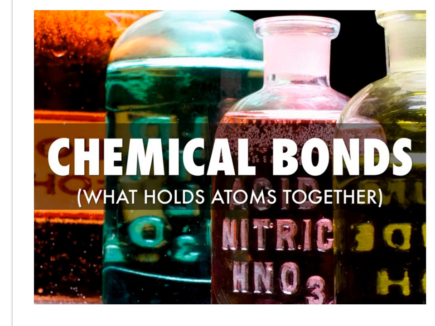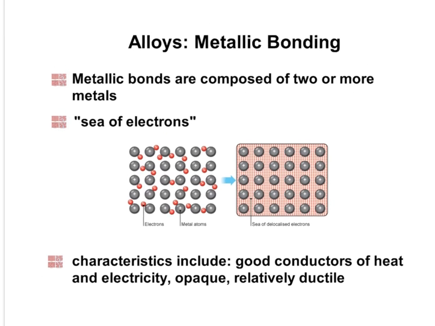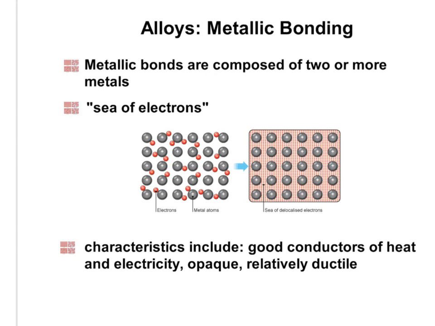All right, chemical bonding notes. There's three types of bonds. The first one is alloys, which is metallic bonding. Metallic bonds are composed of two or more metals, and they have the sea of electrons. That's why they're such good conductors of electricity, because the electrons are free to just roam around in here. And this is what makes them good conductors of heat and electricity.